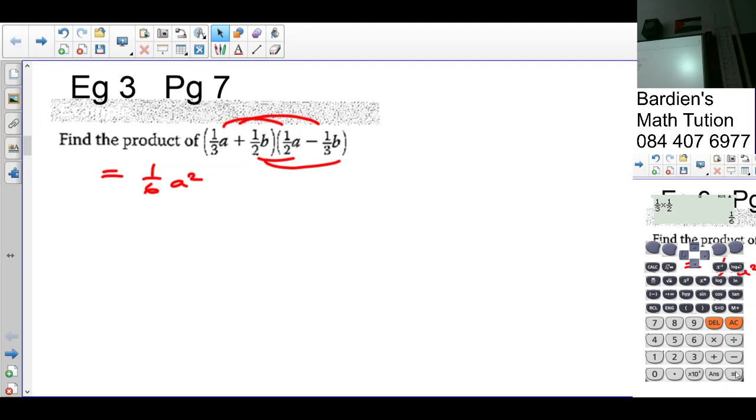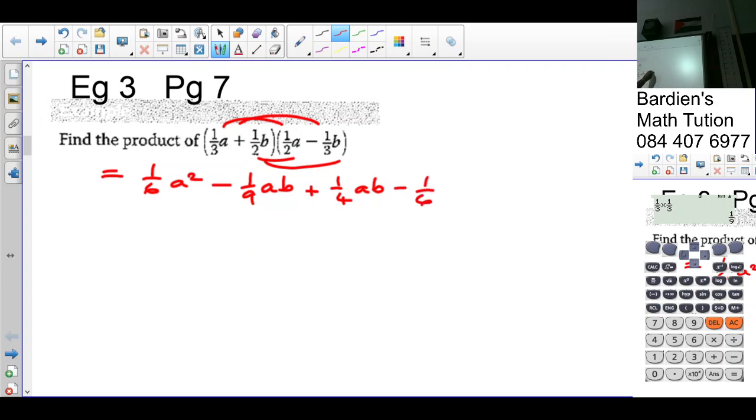Can you see that? Then we go 1 over 3 again, multiplied by 1 over 3. Going to give you 1 over 9 and so on. But I'm sure you guys know how to do this. So that is going to simply give us negative 1 over 9 ab. A half b times a half a is plus a quarter ab. A half b times negative a third b is negative 1 over 6 b squared.